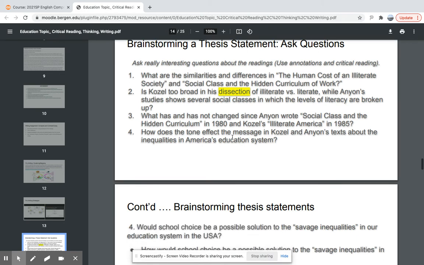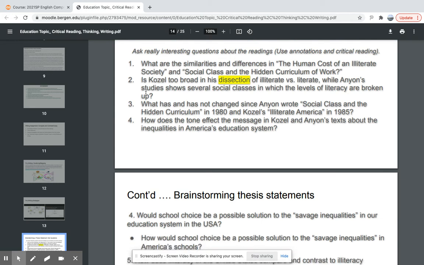So these are questions I came up with that interested me about the topic and the readings as examples. So like number one, what are the similarities and differences in the human cost of an illiterate society and social class of the hidden curriculum of work? So just very straightforward, what are the similarities and differences? Then the second question is an example of how I get a little more specific. Is Kozol too broad in his dissection of literate versus illiterate? Well, Anyon's study shows several social classes in which the levels of literacy are broken up.